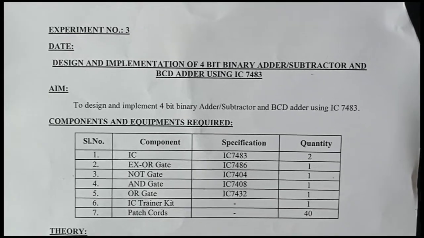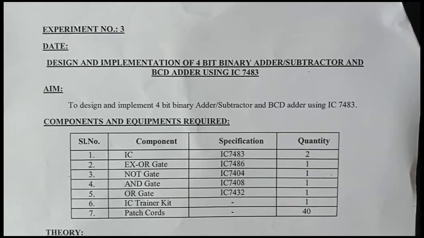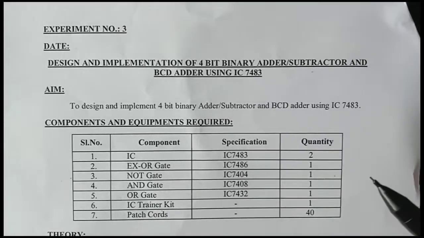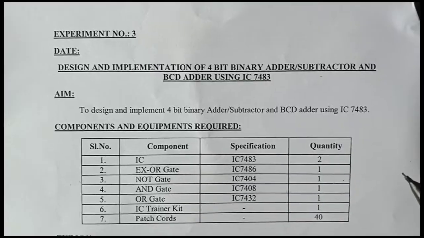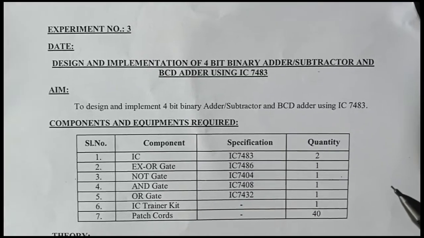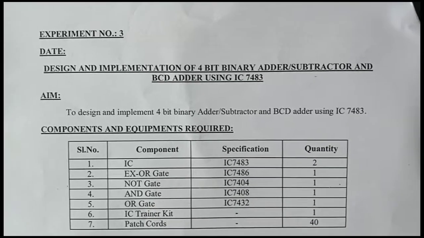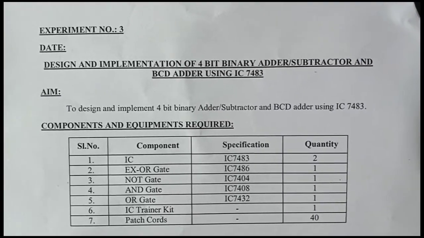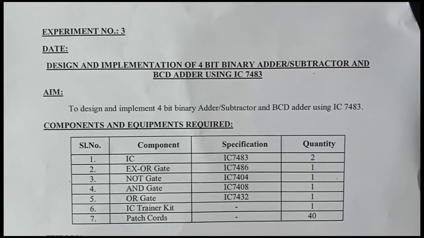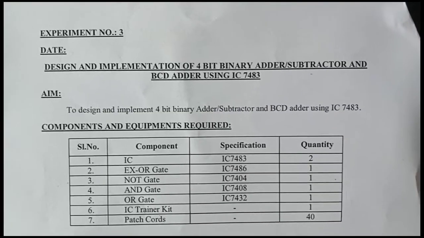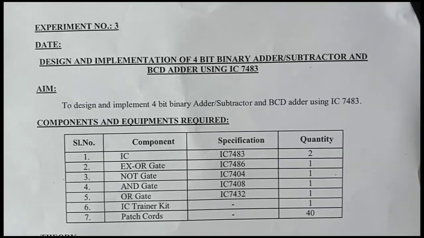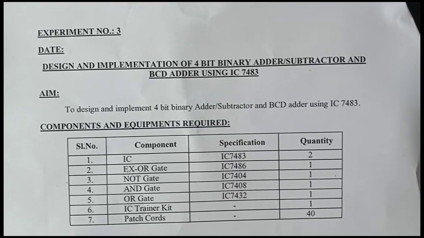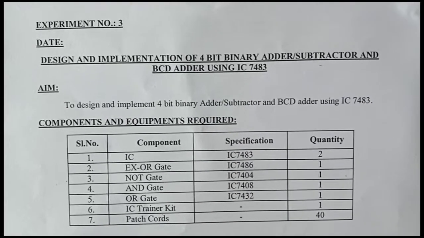Welcome to all. In this session I am going to explain experiment number 3, design and implementation of 4-bit binary adder, subtractor and BCD adder using IC 7483. In this circuit we need IC 7483. It is a 16 pin IC used for these applications. It performs the 4-bit binary adder and subtractor operations.